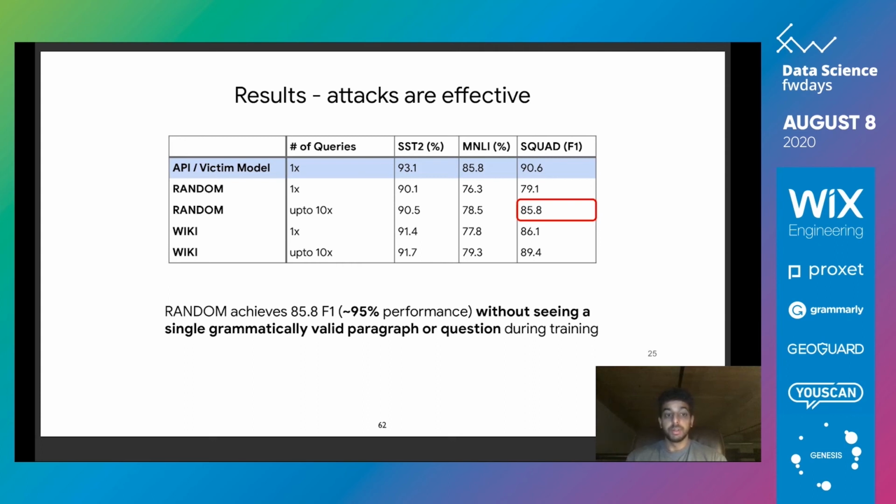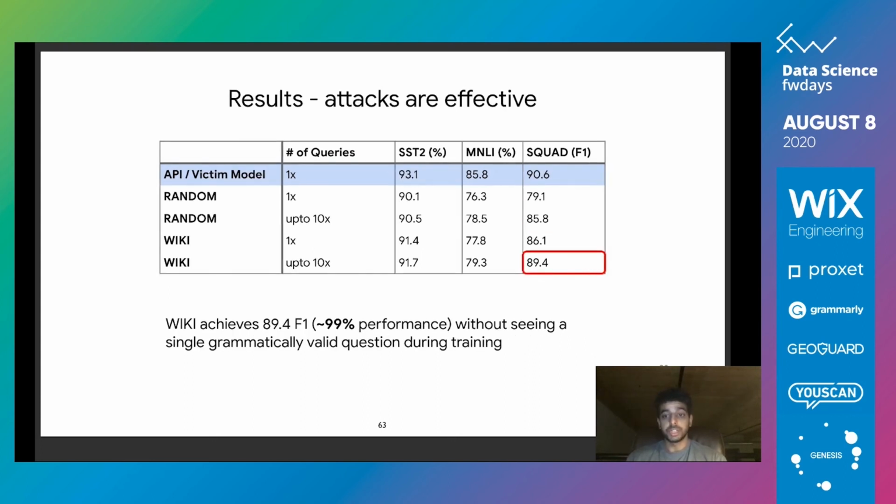But more interestingly, if you use the Wikipedia strategy, where you just retrieve random paragraphs and sentences from Wikipedia and query the model that way, you get very close to the victim model's performance of 89.4 F1. So that indicates that this is a very, very powerful attack.